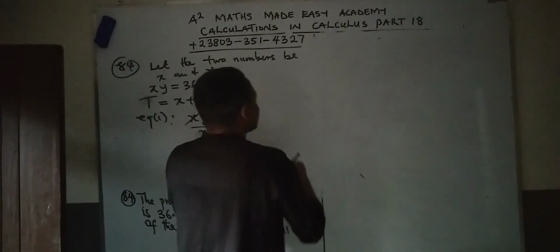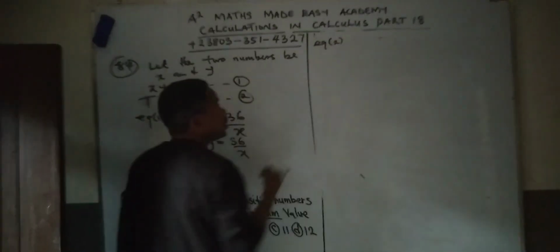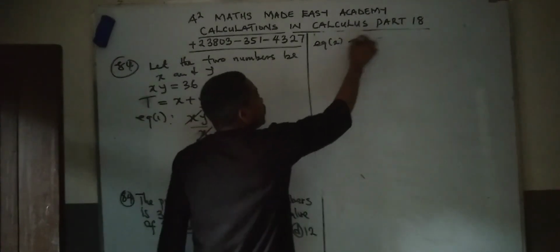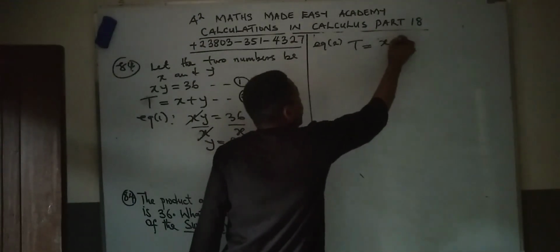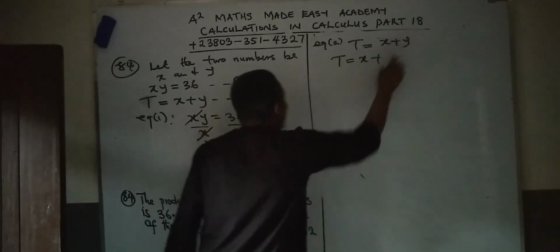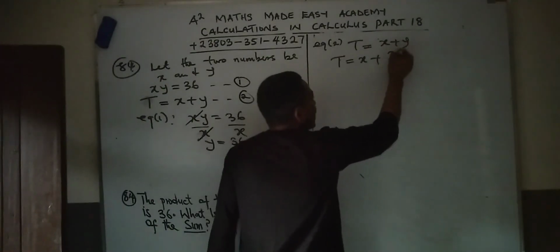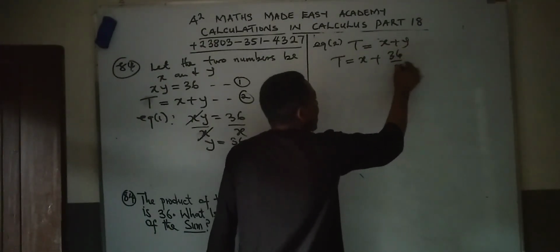Now let's move on. We now move to equation 2. Equation 2 says that the sum, which is t, is x plus y. Can I say t is now x plus what is y? Y is 36 all over x. I'll write 36 all over x. Are you there now?